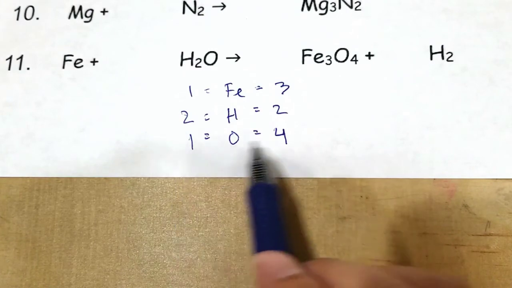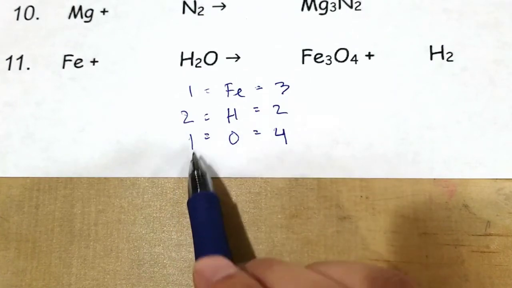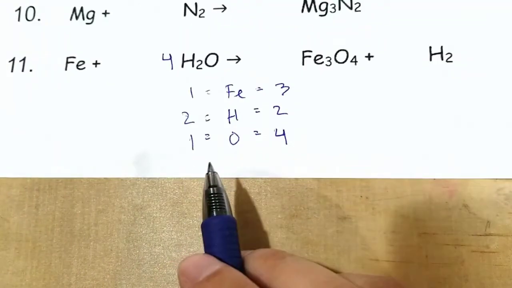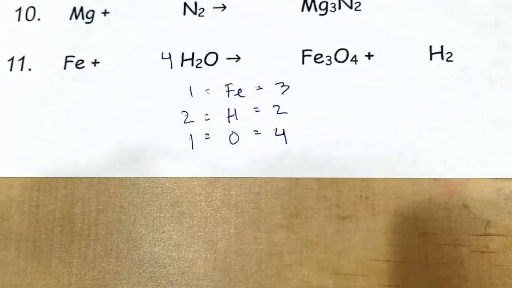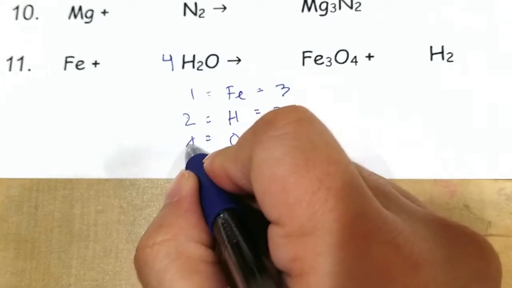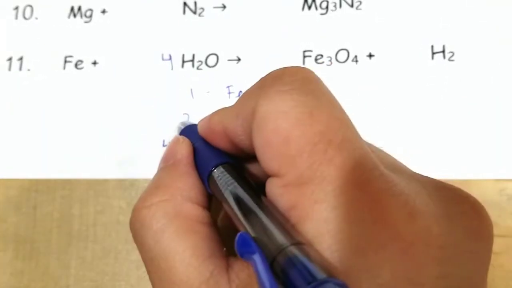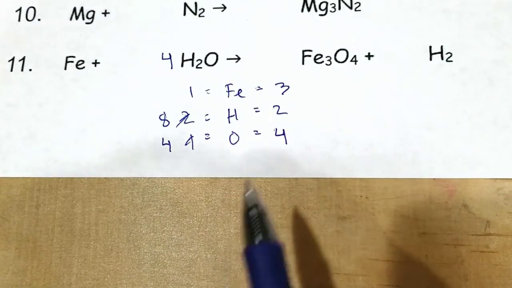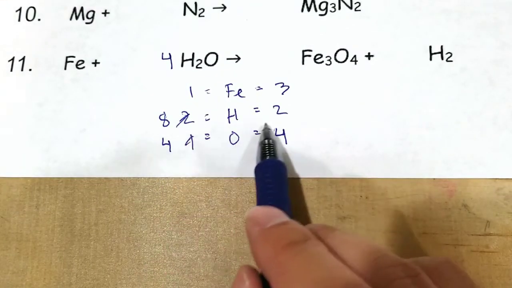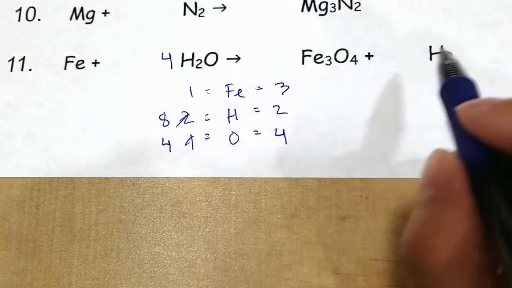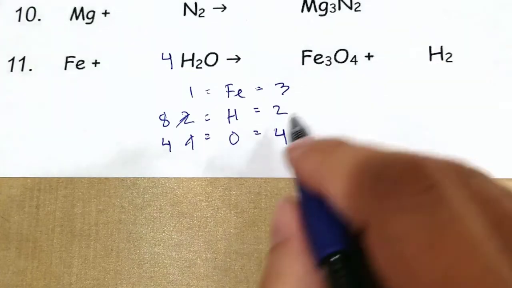Notice there's 4 on this side and only 1 on this side. So we can multiply this by 4. That changes both your H and your oxygen. Don't forget about that. So our oxygen has changed to a 4, and our hydrogen has changed to an 8. Okay, so oxygen is balanced, but we have unbalanced hydrogen. That's no problem. We can just rebalance it again.